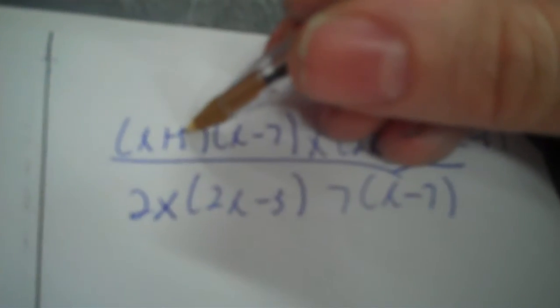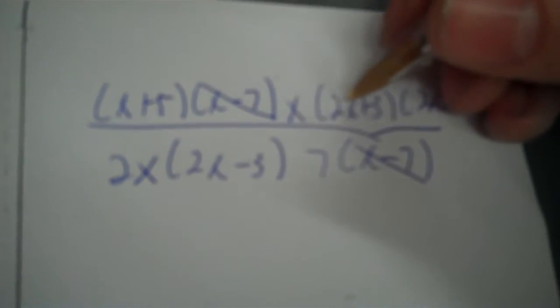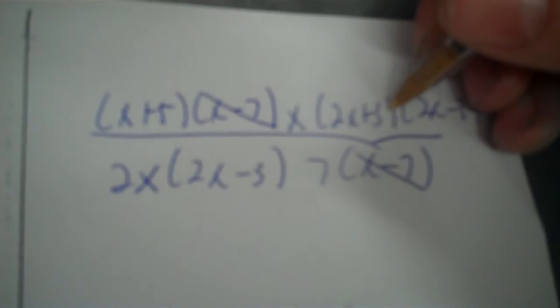Now what parentheses can I get rid of? Not the x plus 5. Well, this x minus 7 can go. 2x plus 3 can't go, but 2x minus 3 can. So I still have these two parentheses in the numerator on top: x plus 5, 2x plus 3. Now your outer. Well, you got x, that's it on top.